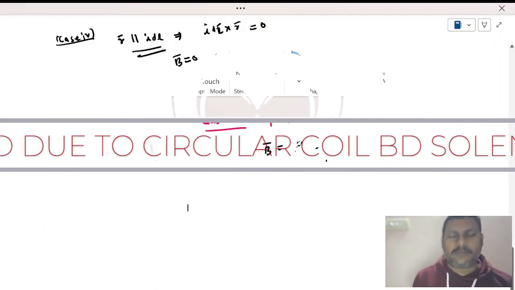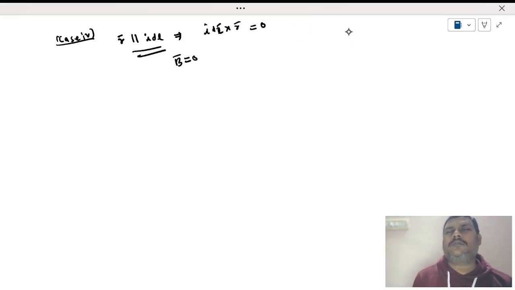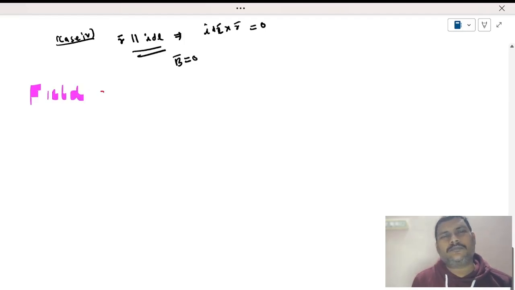So now we will discuss the field due to a circular coil. The field due to a circular coil, and we will see the cases.